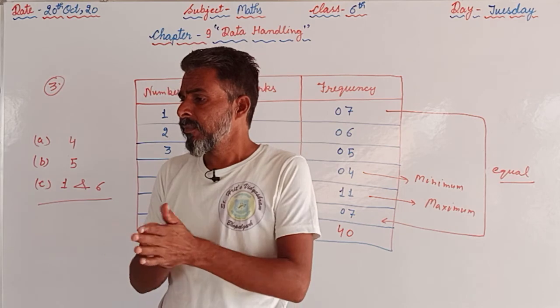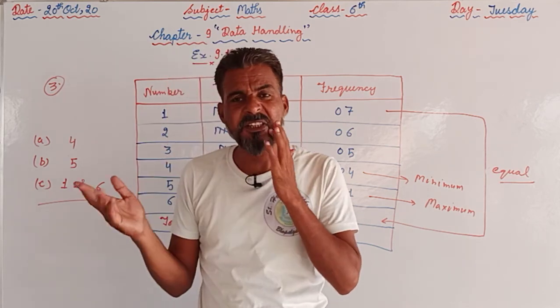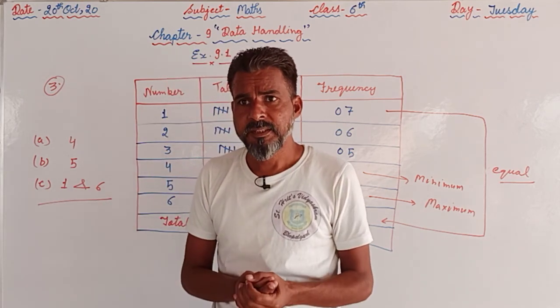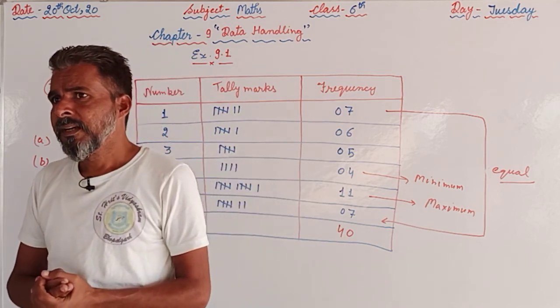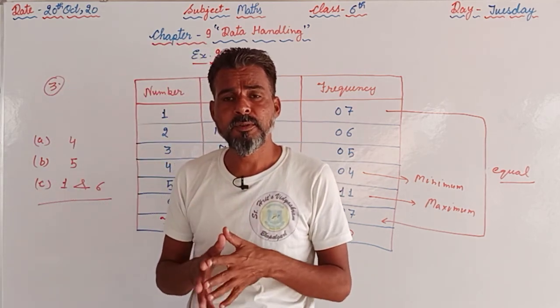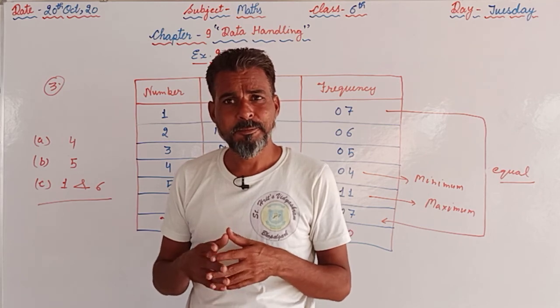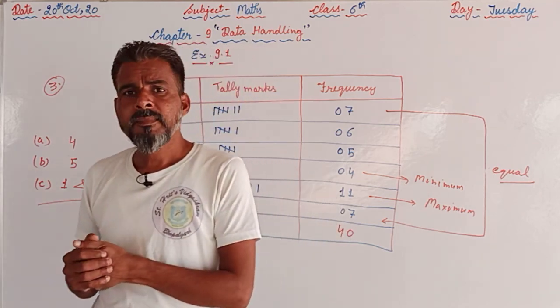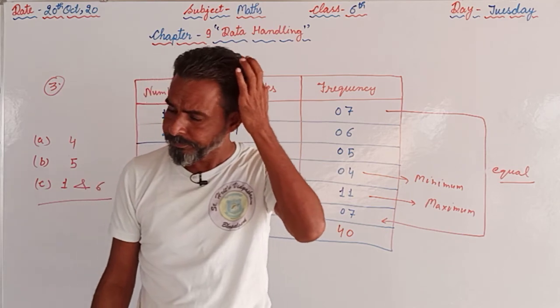Upcoming questions are based on the pictograph, meaning the pictures are given there, and those are also easy questions. Already the tables are there, and you are supposed to observe that table, and afterwards answer the questions which follow the table.